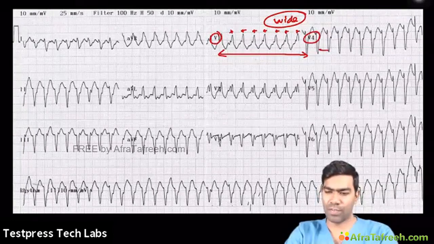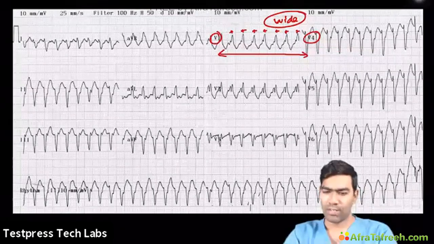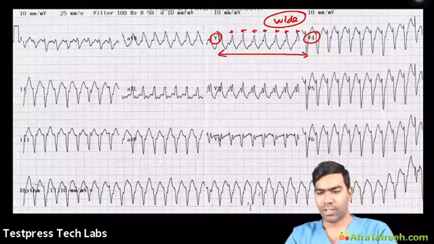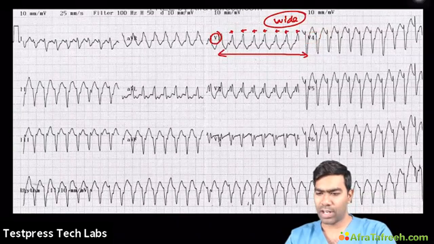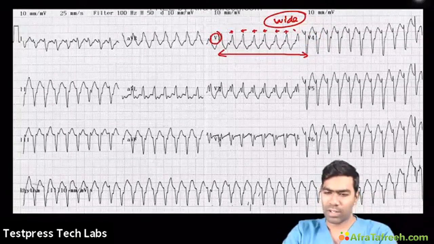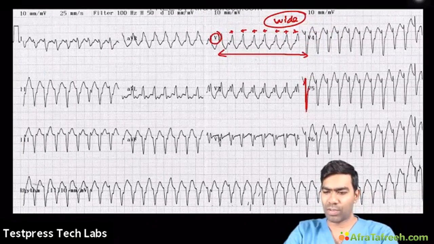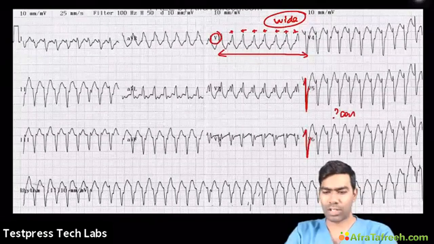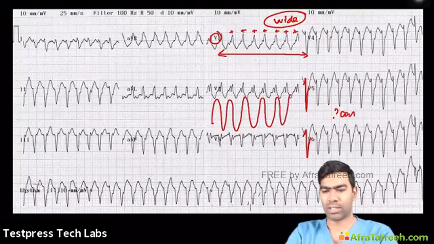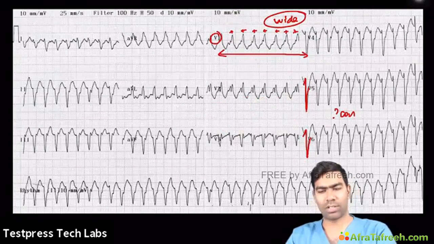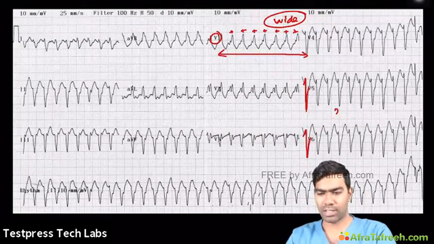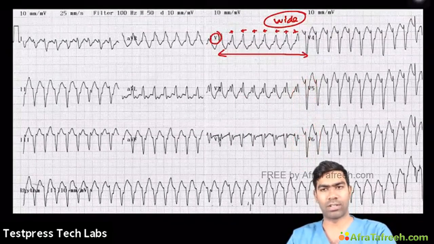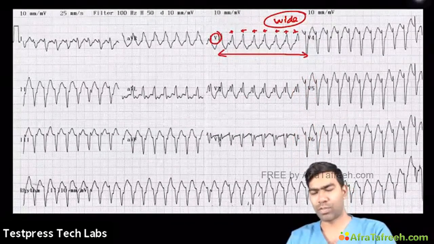So you are entering V4. V4 is showing some morphology, all right? V1 is showing the same morphology, right? Where is the change in the morphology here? So there is no concordance here. How can you tell a concordance? Here you are able to tell this is R, this is S. Concordance means it should be something like this. If you are able to tell which is R and which is S in a particular precordial lead, that is not concordance. So there is no concordance here, of course.